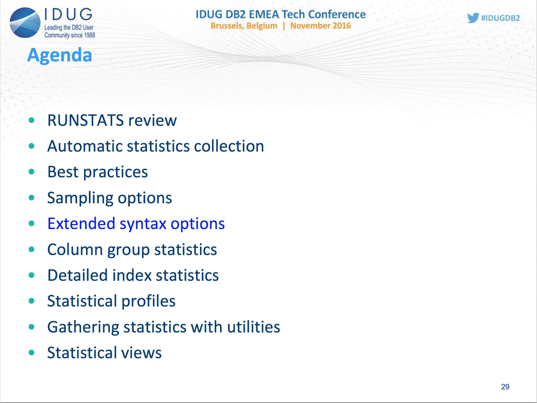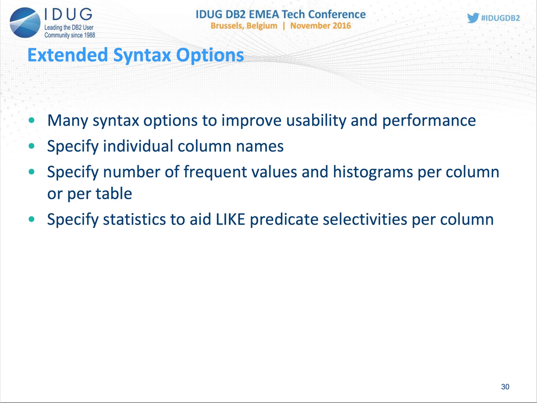Okay, so that covers sampling options. I'm going to talk about some extra syntax options that RUNSTATS has. If you look at the syntax diagram, it looks kind of big and complicated, but it's not too bad. The idea behind most of these options is, for some of them, to reduce the RUNSTATS time by eliminating certain columns. In other cases, the options are to collect some additional, more sophisticated stats.